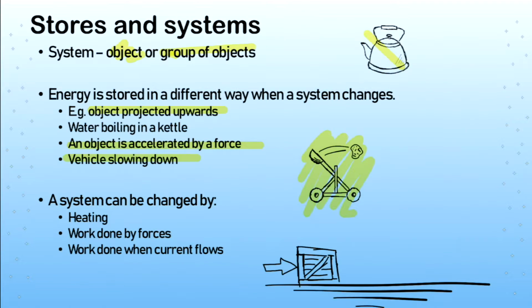And that system can be changed by three things. These are the things that AQA wants us to know. And that's either by heating, so the system will be gaining energy through being heated. Work will be done to it by a force, or work will be done to it when a current flows. So this is for electricity, and the force is obviously a force, a push or a pull on that object will cause work to be done to it, either causing it to gain kinetic energy store, or maybe heat store if the kinetic energy leads to friction, that sort of thing.